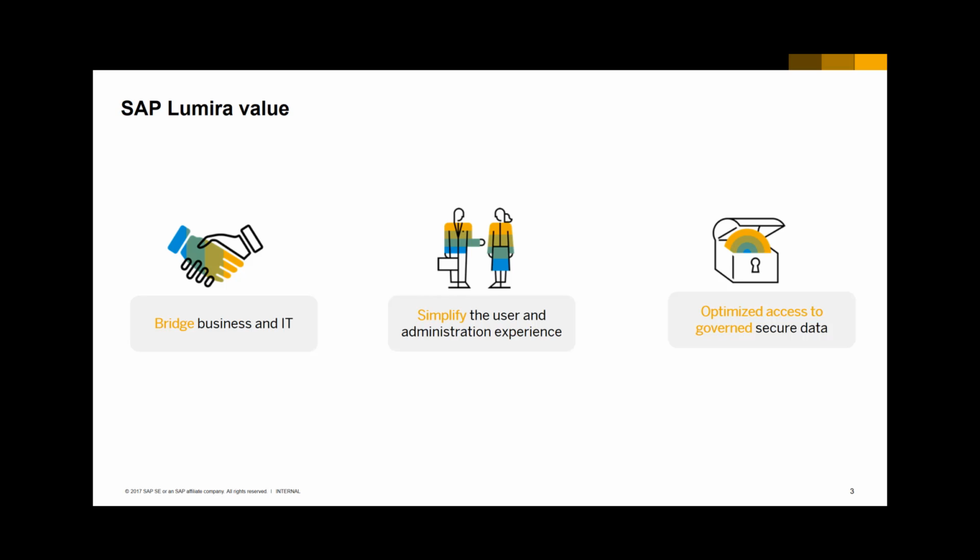Lumira 2.0 is primarily about people. It's about bringing business users and IT departments together so both their needs are met. We are doing this by simplifying the user and administrator experience to make it much easier for users to get started with data discovery and enabling business users to work in real time directly off governed data, thus eliminating data silos.